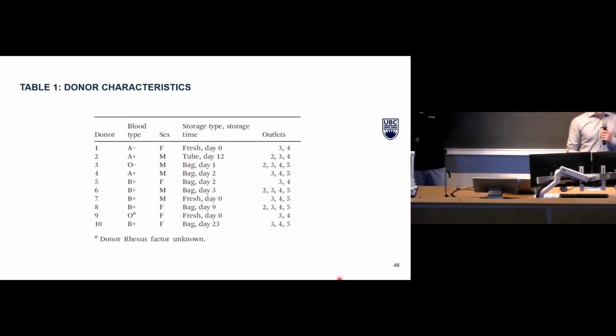So these are the donor characteristics. We had an even sex split and a bunch of different blood types. Most of our samples were generally fresh, stored for 0 or 1 day, but some were longer at day 12, day 9, and day 23, and in a variety of conditions, blood bag or in accelerated storage in a tube. So we do have a wide variety of different storage conditions here.